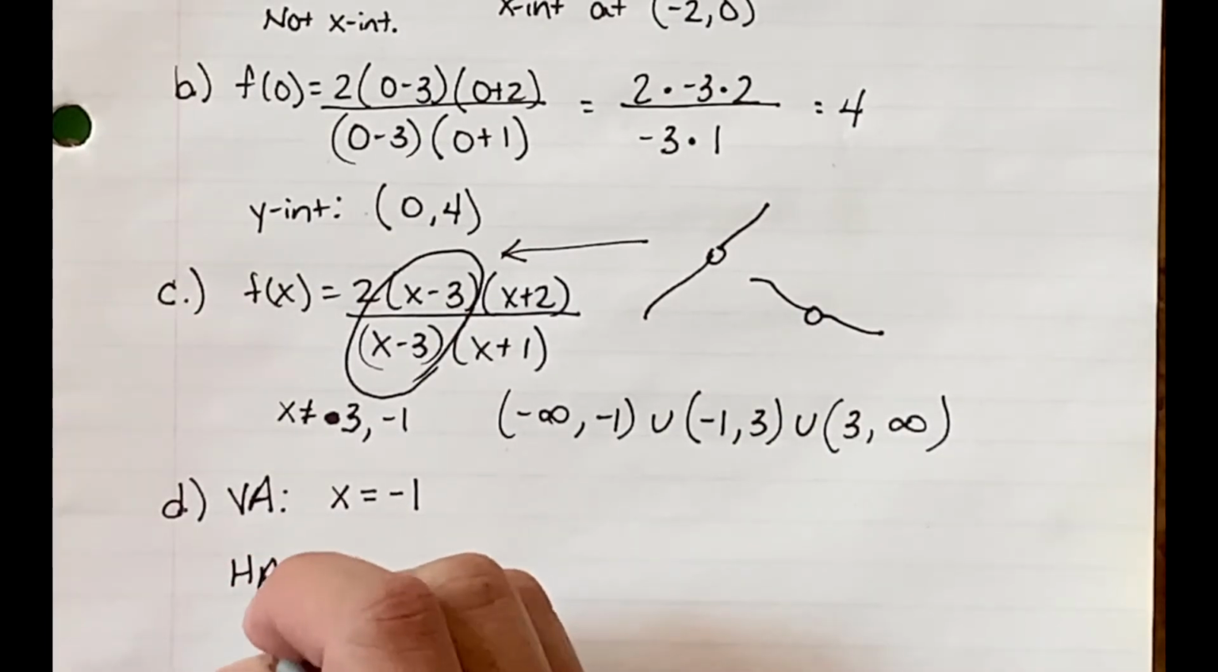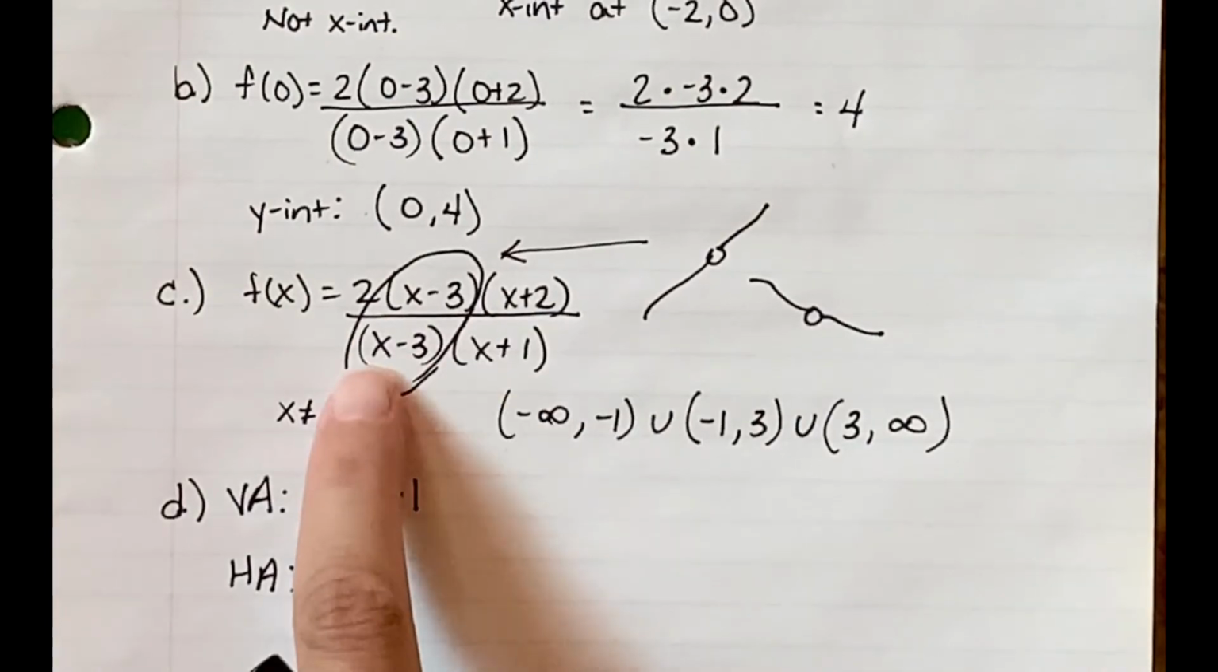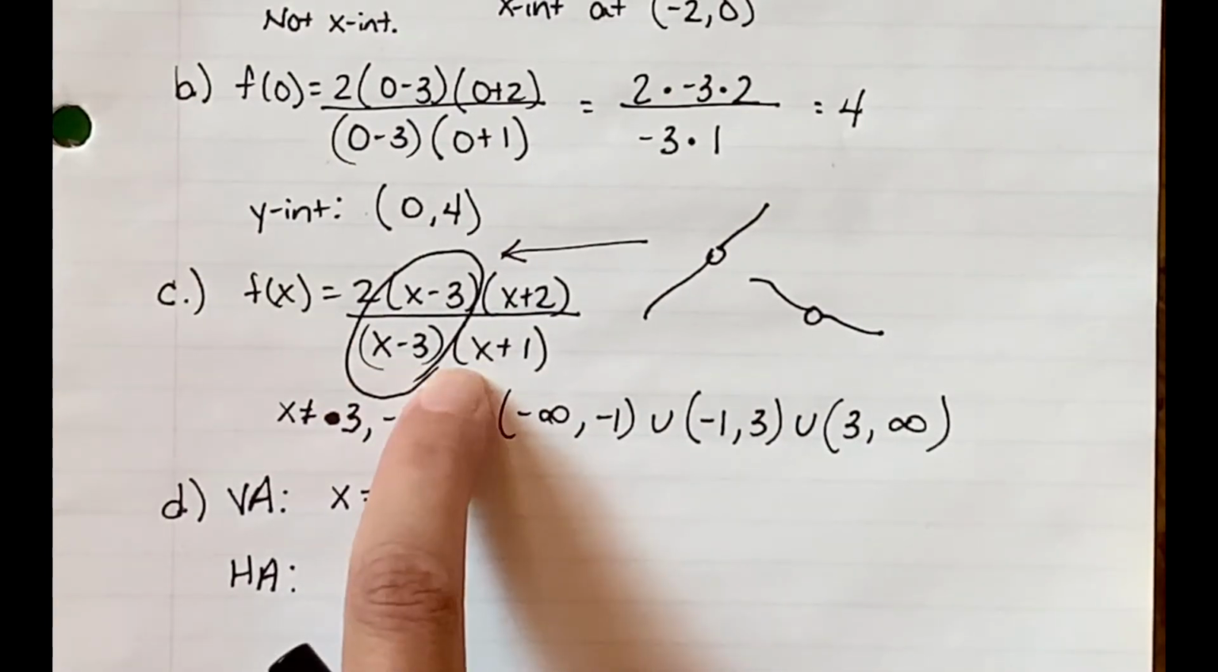Horizontal asymptotes, as a reminder, there are 3 things that you need to check, and it has to do with the degree of the numerator and the denominator. In this situation, the degree of the numerator is 2, because if you were to FOIL this whole thing out, you'd get x squared. Same thing down here, you have a degree of 2, because if you FOIL this out, you'd get an x squared as well.